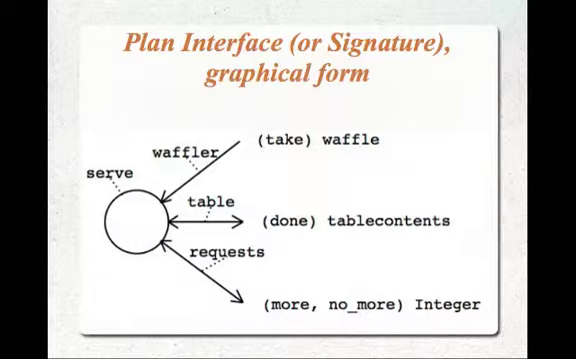Okay, a plan interface is often illustrated in a graphical form, which shows the name of the plan as a circle, and then the names of each one of the roles, and then a line whose arrowheads represent whether it's an observe, a replace, or an update, that is in, out, or in-out. In parentheses, we have the list of transitions for each role. So take for that, done with that, more or no more for that, and then the type.